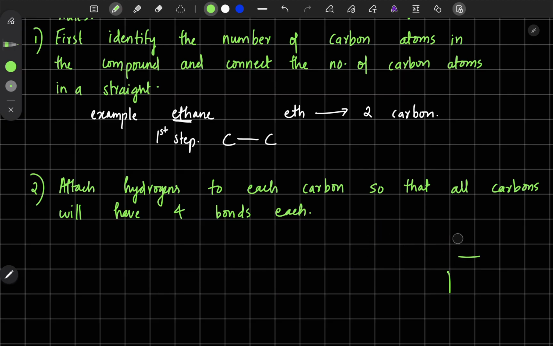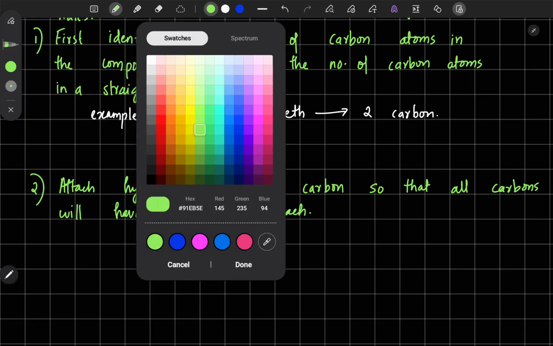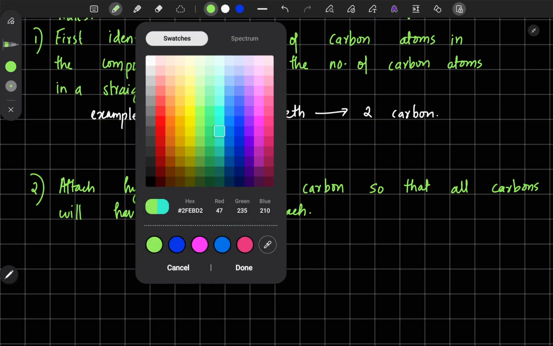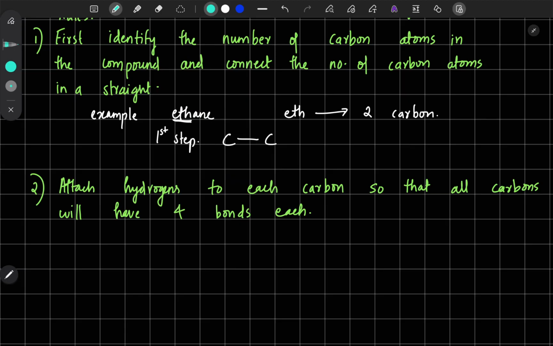So attach hydrogens to each carbon so that all carbons will have 4 bonds each. That is the second step. And the main thing here is, this is valid only if functional groups are absent.